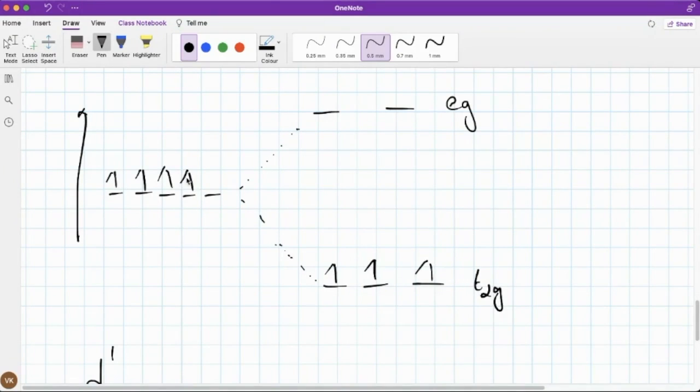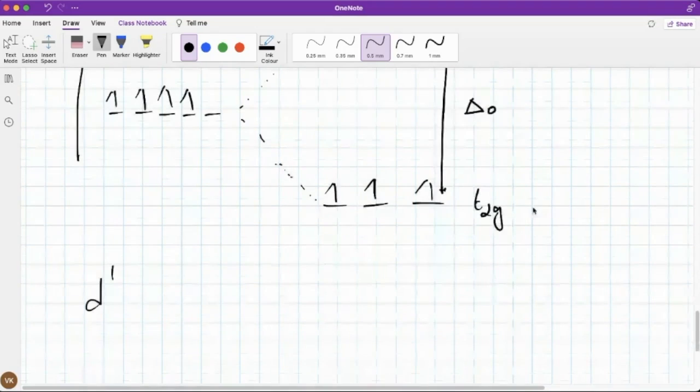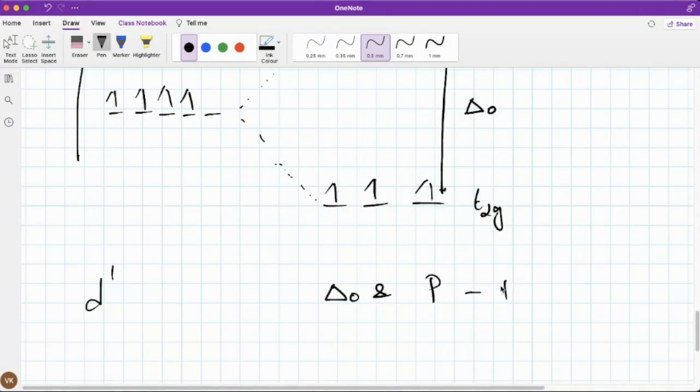Now it is D4. The question is whether the electron can go here, or whether this electron can get paired, or go to EG instead. That depends on two factors: how much the splitting is, that is delta naught, and how much energy is required to pair, that is the pairing energy. So that depends on delta naught and pairing energy.